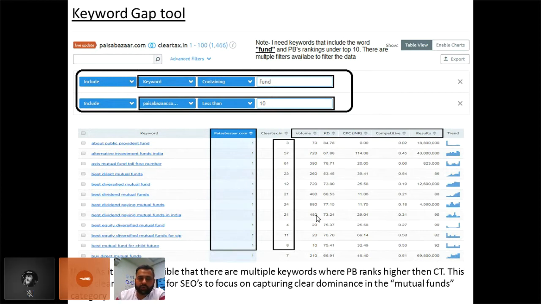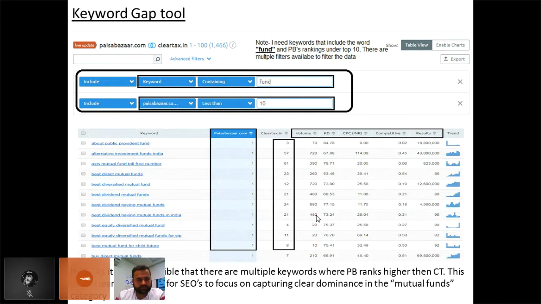If you want to do it in terms of URL, you just need to play with the filters that are already provided, and you can typically get the keywords where your competitor is getting traffic from. So this way it makes it very easy for SEOs to focus on the keywords that actually matter.